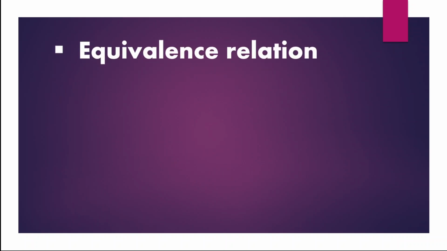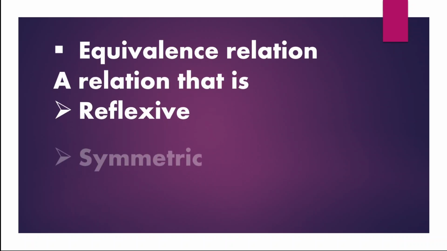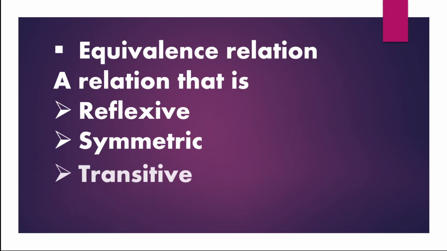Now, what is an equivalence relation? A relation which is reflexive, symmetric, and transitive is called an equivalence relation. So the three of the previous types of relations that we have defined, that is reflexivity, symmetry, and transitivity, a relation which satisfies all these three conditions is called an equivalence relation.